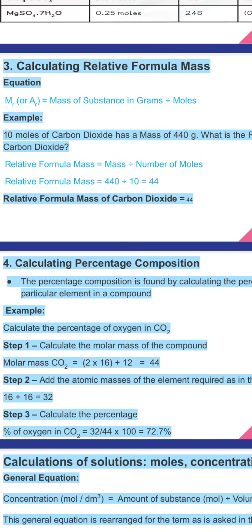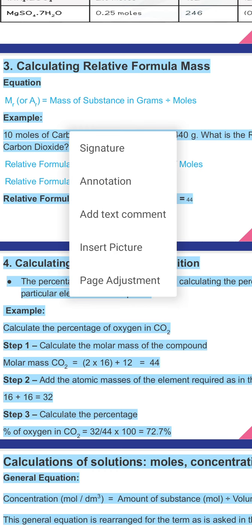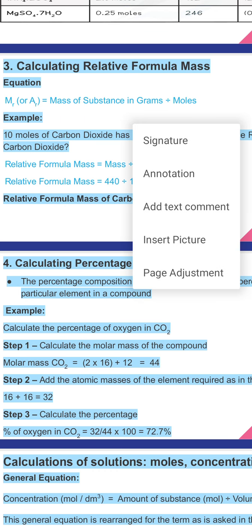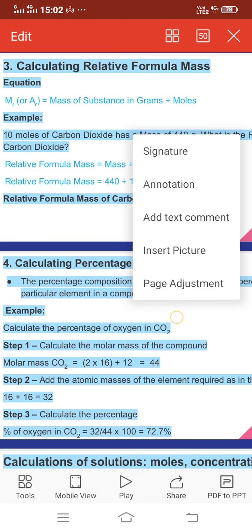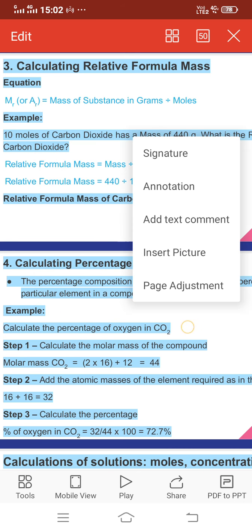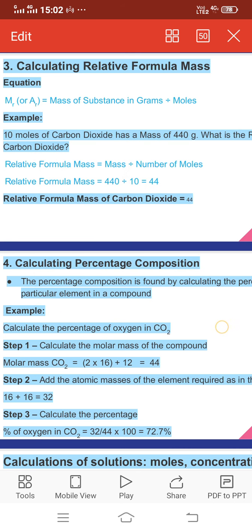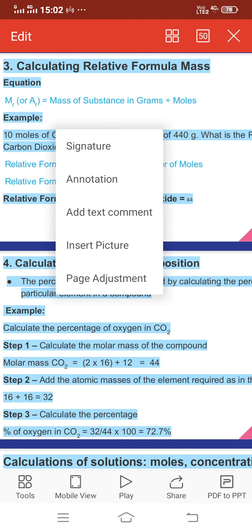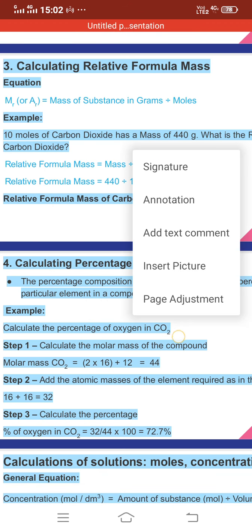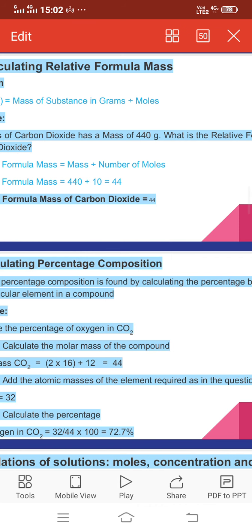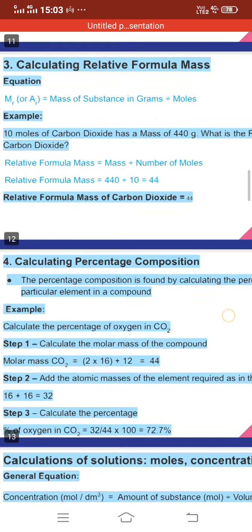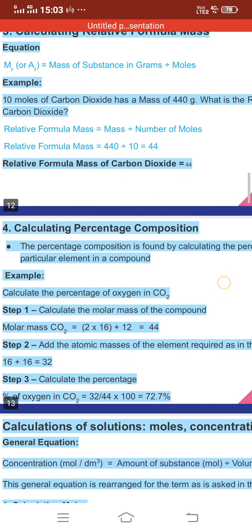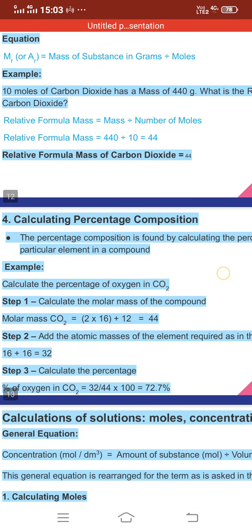Calculating percentage composition. How to calculate the percentage composition? It is found by calculating the percentage by mass of each particular element in a compound. Example: calculate the percentage of oxygen in carbon dioxide.